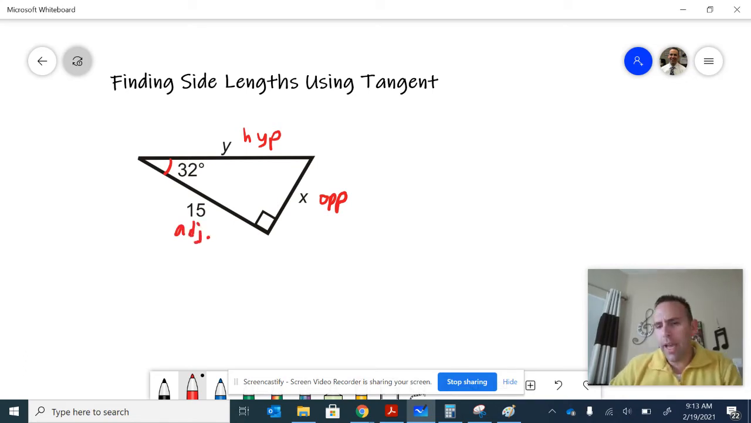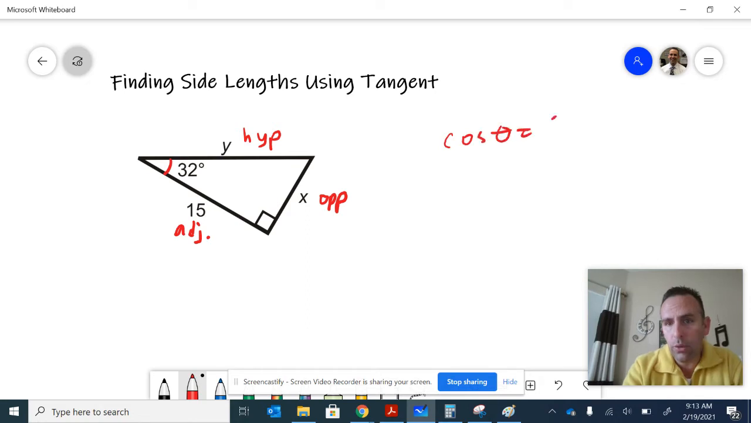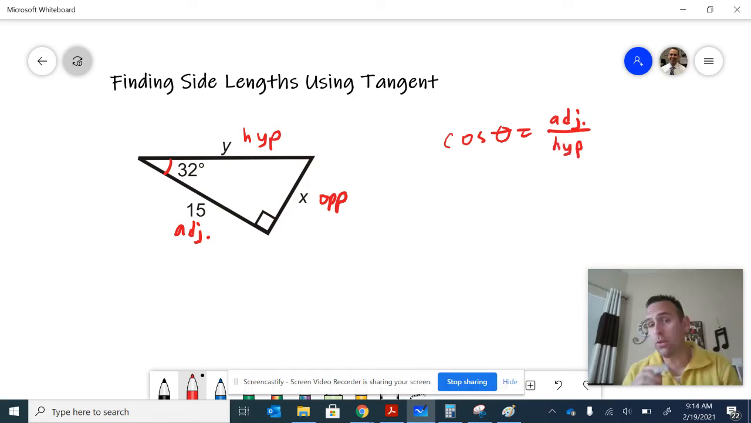So the answer to that question of how do I know which one to use would depend on what you're given. Here we're given the adjacent side. There's only two trig functions that deal with adjacent, and that would be cosine. The cosine of a given angle is equal to the adjacent side divided by the hypotenuse. So if I wanted to solve the hypotenuse in this particular triangle, I would use cosine.